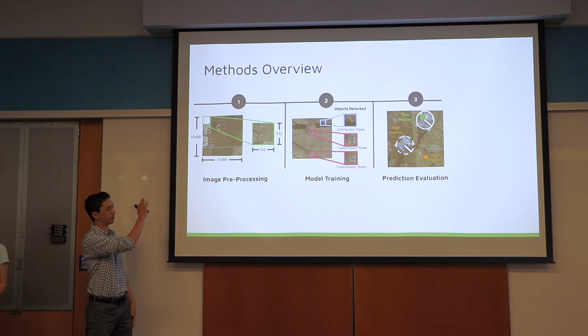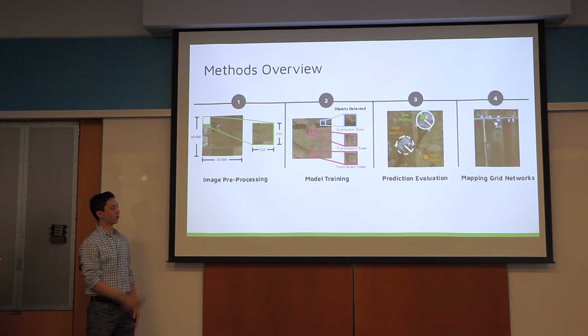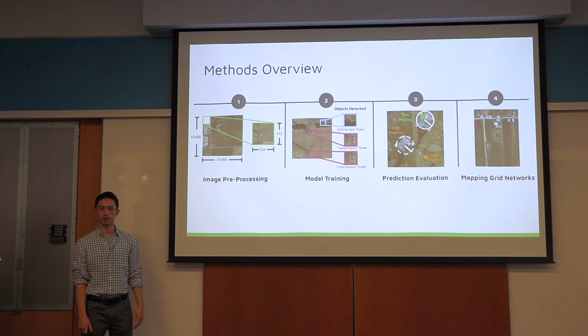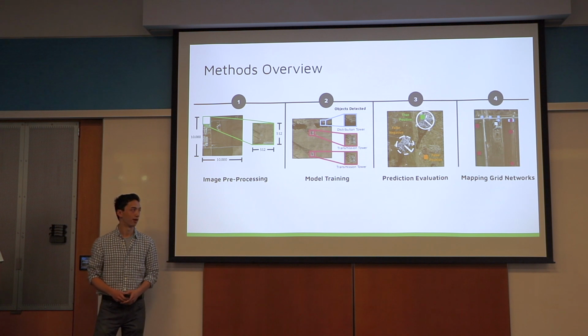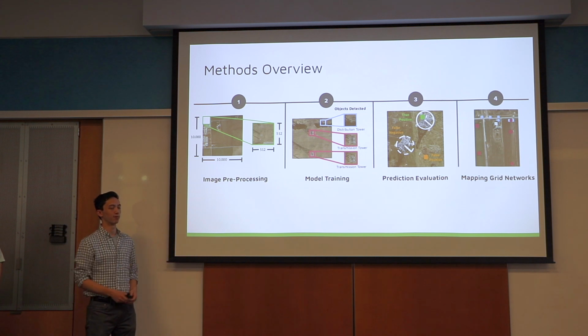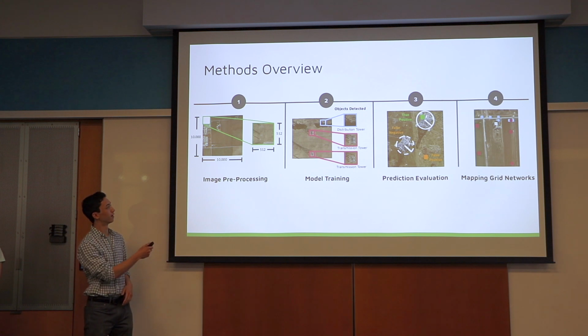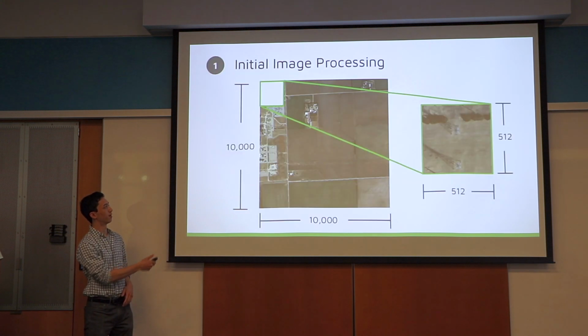And then once we have done these three steps and we have a model that we're happy with, that we've evaluated, we can start mapping out grid networks in the areas that we're actually trying to study. And then we could provide this information to policymakers and other groups who may need it for various reasons. So this is, again, a high-level overview.